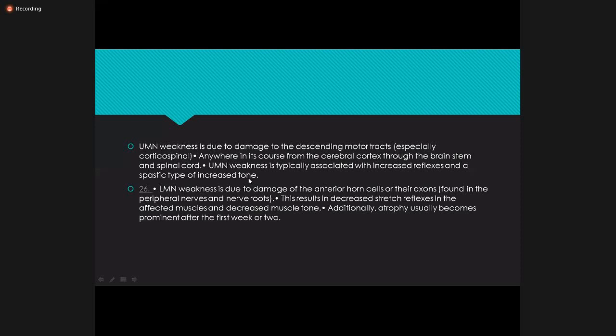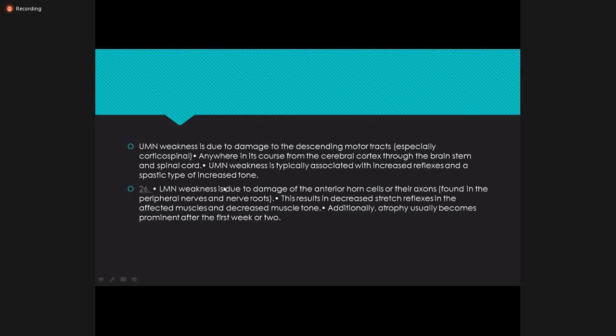In that case, you cannot assess the tone, right? But when the power is 4 or 3 or 2, you can have an idea that the tone is increased, right? And it is associated with increased reflexes. I will tell you about reflexes; we are going on to the reflexes topic.